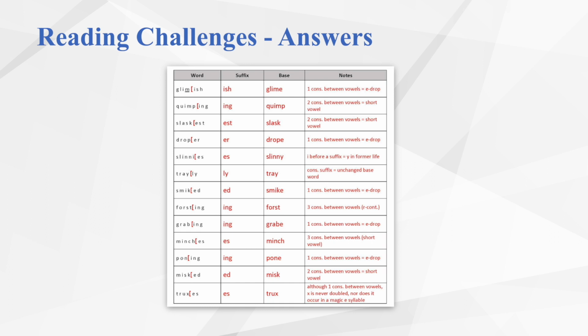Next, I chop off suffix ed. I see that it's a vowel suffix. I must count the consonants. There are two, so the vowel would say its short sound. The base word is misk, so the word is misked. And this last one is a little tricky. I see that it's either suffix s or es. I'm going to try es first. Oh, that works because I would add es if my base word ended in x.